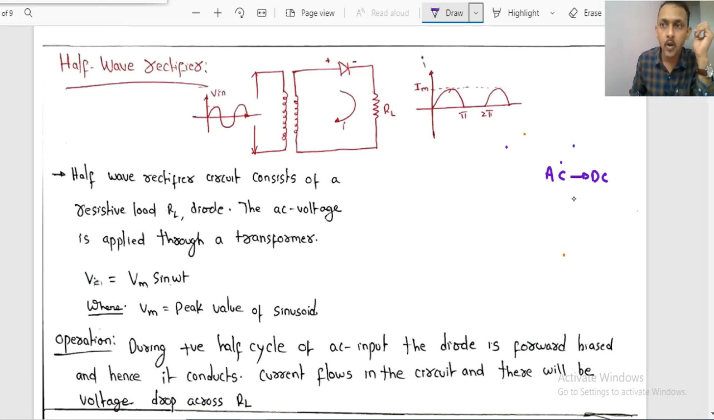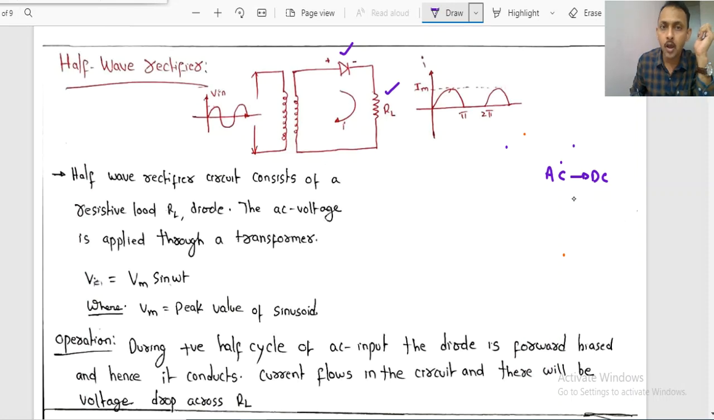Now, using a diode as a half wave rectifier, if you observe the circuit diagram, you have only one diode which is connected in series with the load resistor RL, right? Whatever input voltage is given is to be rectified with the help of this diode.